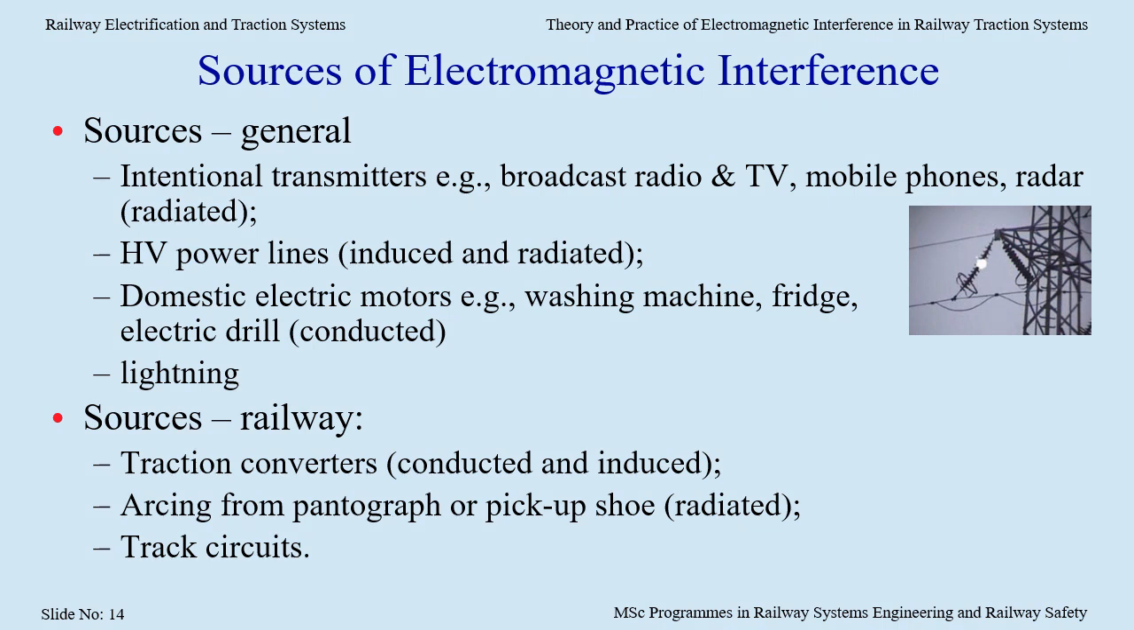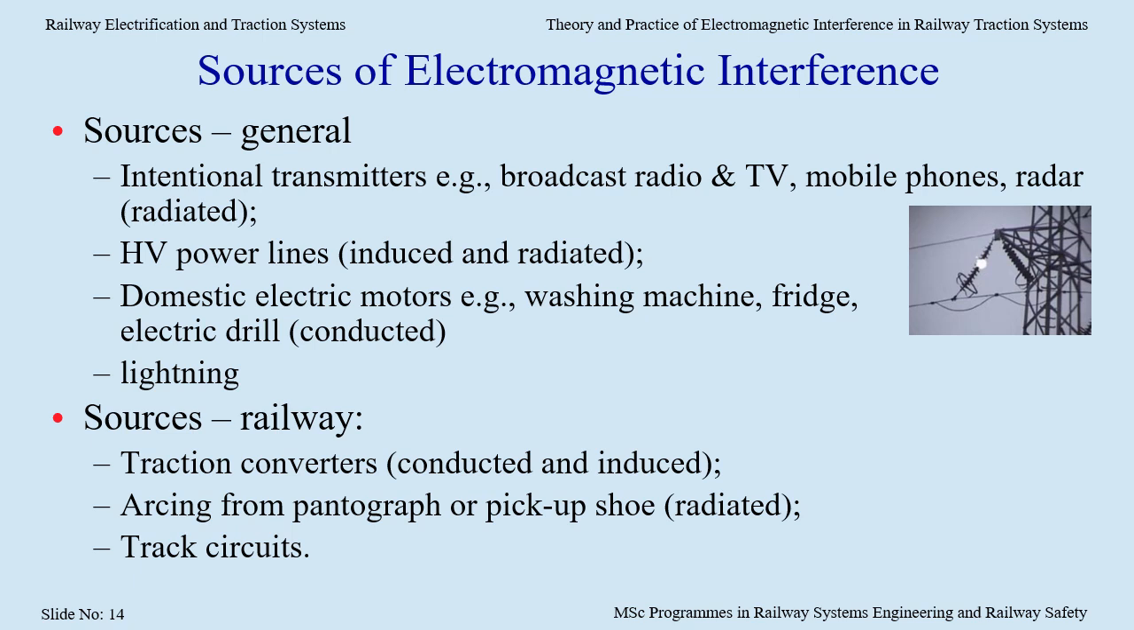Some sources of electromagnetic interference. Intentional transmitters, i.e. broadcast radio and TV, mobile phones and radar, are a common source of interference. There are numerous stories of cars' locking systems being disabled when close to a radio transmitter. High voltage power lines, both induced and radiated if you have corona discharge around the insulators.